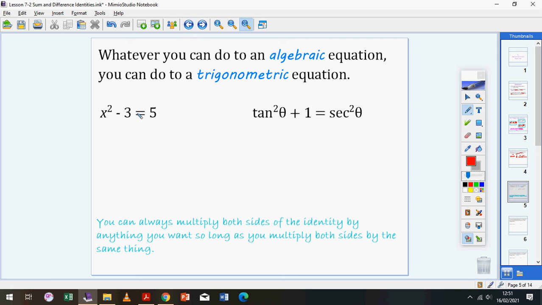So if I want, I can add 3 to this side, and I can also add 3 to this side, going on about the idea of something happening to both types of equations. So then I'll end up with x squared is equal to 8. And on this side, I can decide to subtract, sorry, I can decide to subtract 1 and subtract 1, then end up with tan squared theta is equal to secant squared theta minus 1.